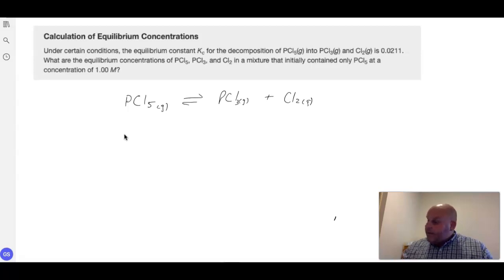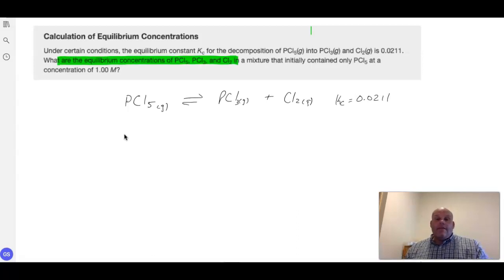Okay, they give me the Kc again, so that's going to end up being important. And you can see here that what the problem is asking for is the equilibrium concentrations. What are the equilibrium concentrations of all three things? So a lot of information to find here, and not a lot of information given. The only other piece of information given is that PCl5 has an initial concentration of molar. Okay, so here we are back to an ICE table, right? So that's my initial.